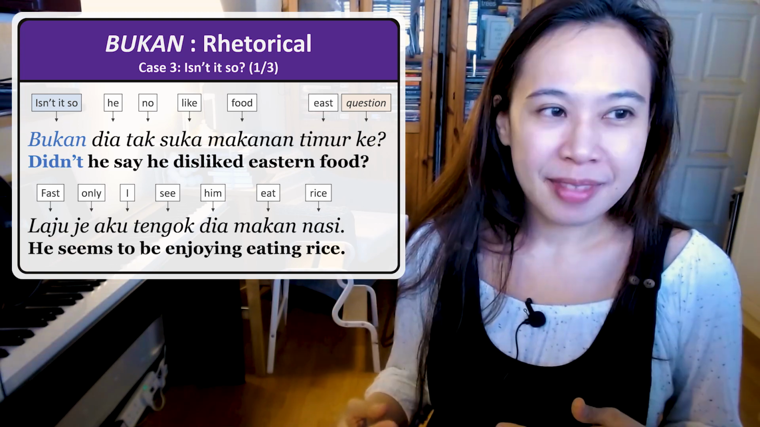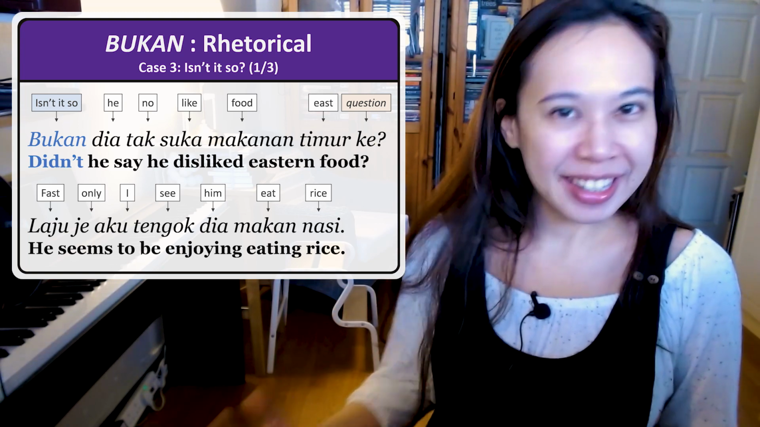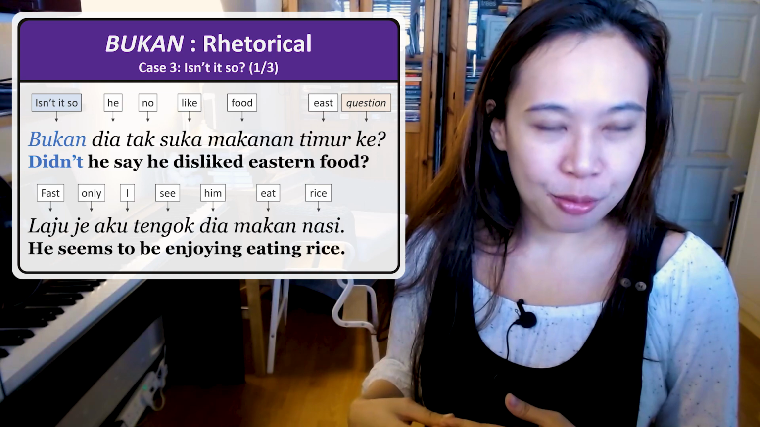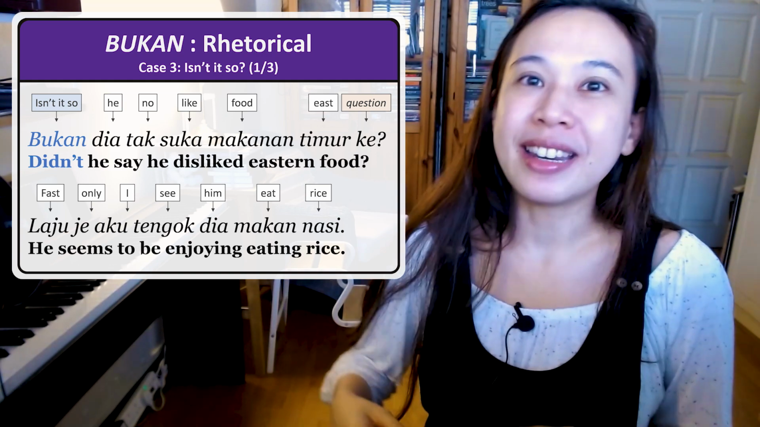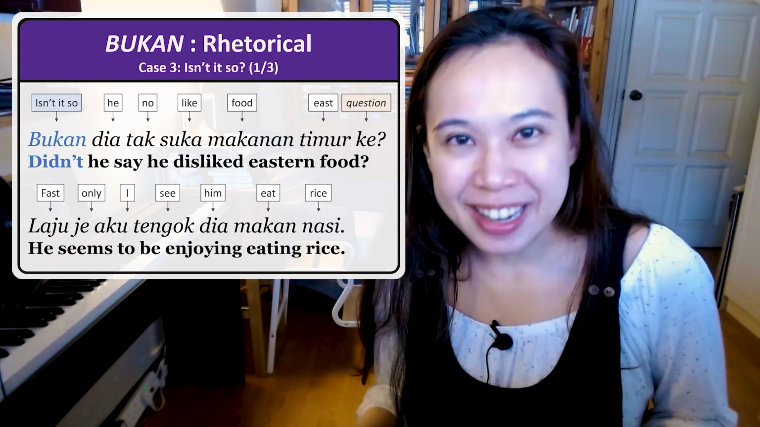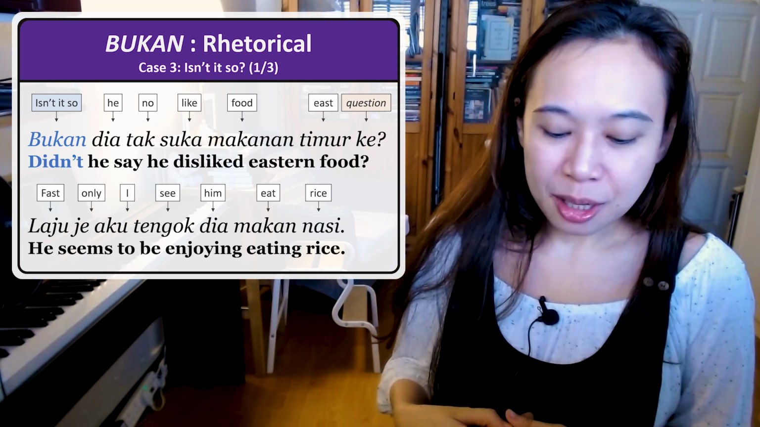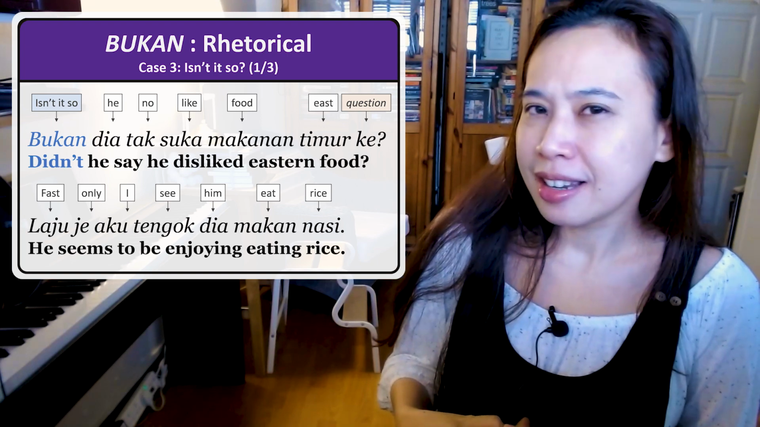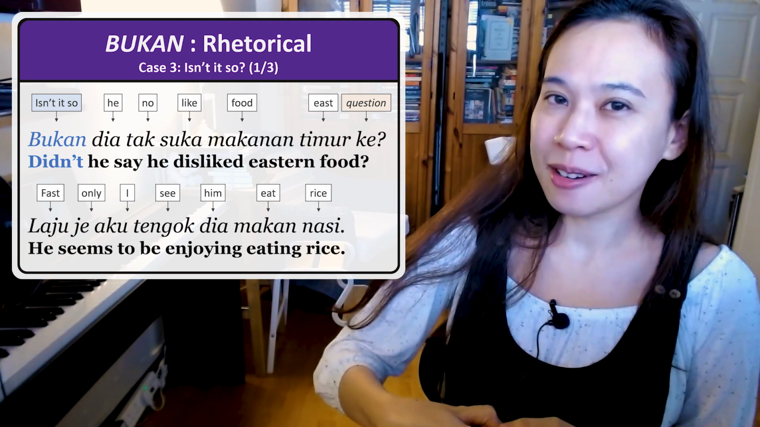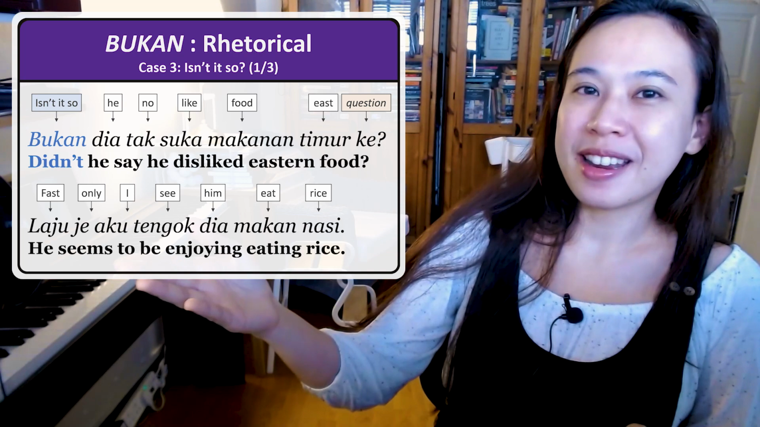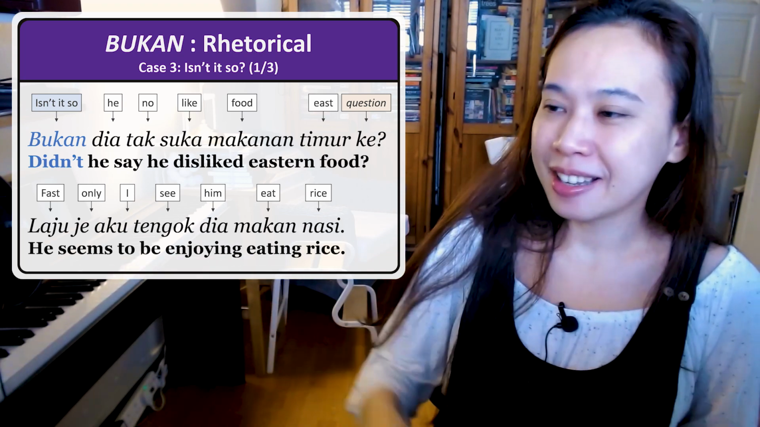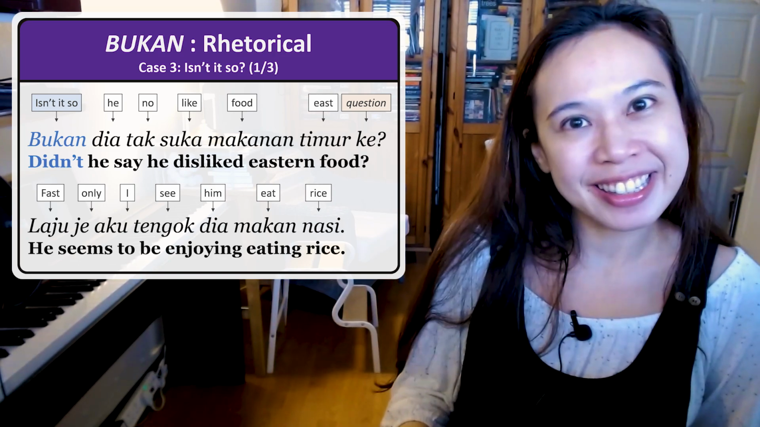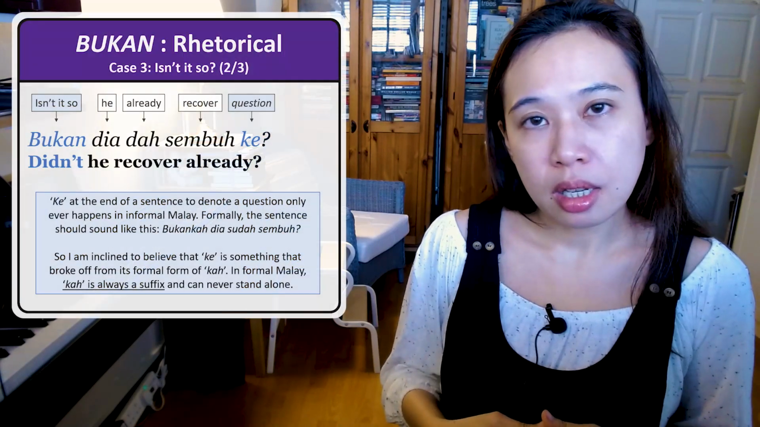So that means I thought he didn't like eating Eastern food, but laju je. Laju means very fast. So he's eating that rice quickly, meaning like he's enjoying it because you're eating it quickly, right? So bukan dia tak suka makanan timur ke? Isn't it the case that he doesn't like Eastern food? So you know that he's bluffing, but you're just saying it in a sarcastic way because obviously, you know, he's enjoying eating rice.